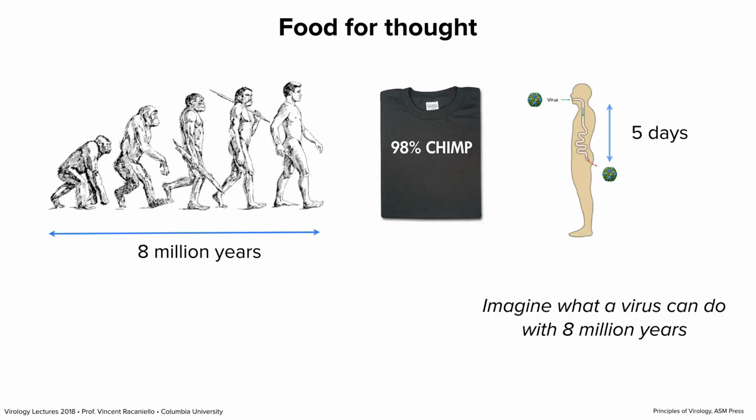You know, it took 8 million years for Homo sapiens to evolve. Our DNA is 98% similar to that of chimps. So it took 8 million years to have a 2% divergence in our DNA sequence. And poliovirus changes the same amount, 2% in its genome sequence, from the time you ingest it to the time you excrete it. About 5 days, it changes 2% of its sequence. So think about what a virus could do with 8 million years.